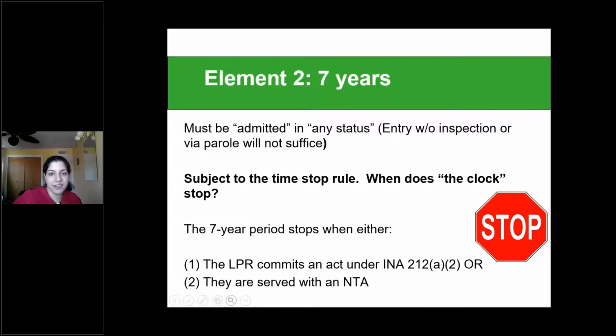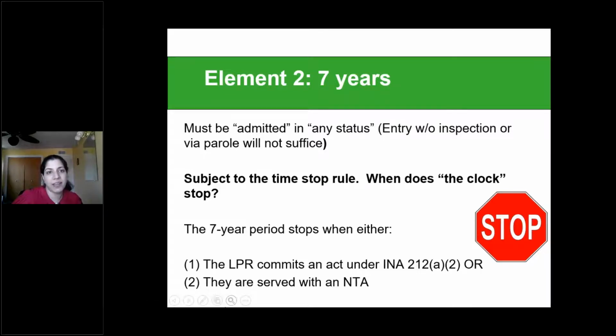The 7 years is a little bit trickier, and there has been a fair amount of litigation as to when the 7 years starts and when the 7 years ends. First of all, it's important to know that the 7 years does not start with any entry into the United States. So if someone enters without inspection, or if they are paroled into the US, that does not start the 7 years. It has to be a lawful admission.